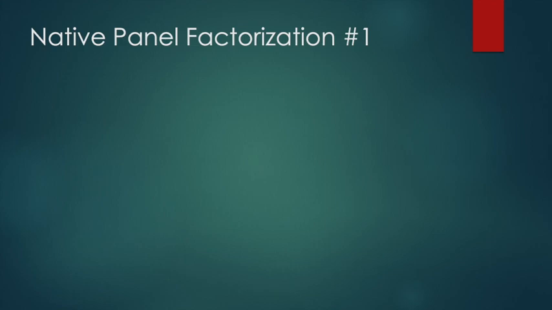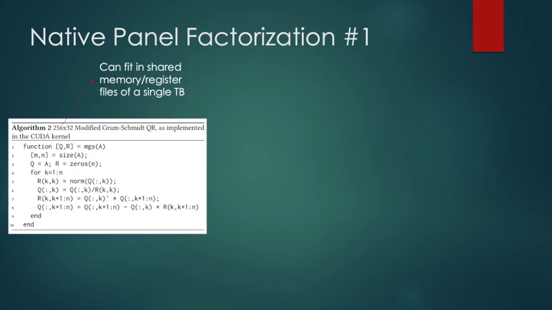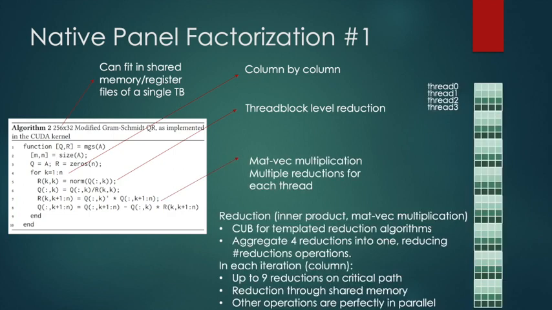We have two native panel CUDA kernels. The first one is working like this. We have several 256 by 32 submatrices. On the V100 GPU, the submatrix can fit into shared memory. These blocks are independently factorized using the MGS algorithm. The first reduction is at the thread block level, and there are multiple reductions for each thread. The reduction algorithm is from the CUB library, and we aggregate four reductions into one to reduce the number of reduction operations. In every single iteration, reduction is through shared memory, and up to 9 reductions are on the critical path. Other operations are performed in parallel. In general, we launch 256 threads. Each thread handles one row.